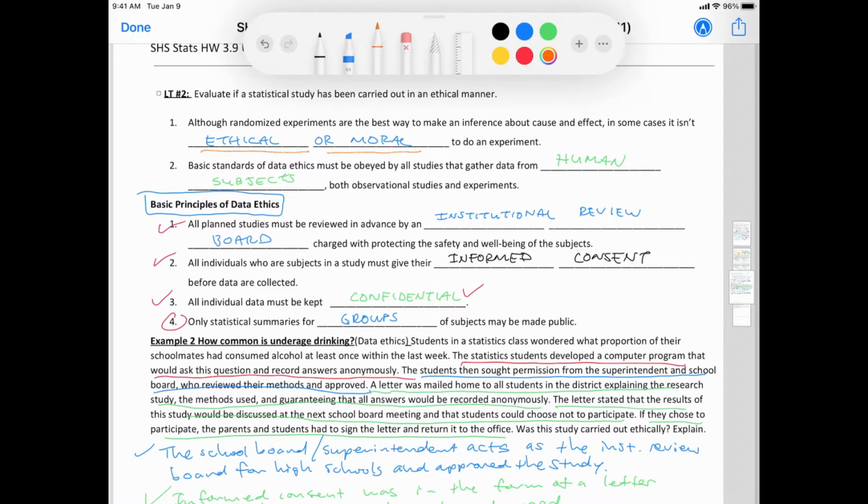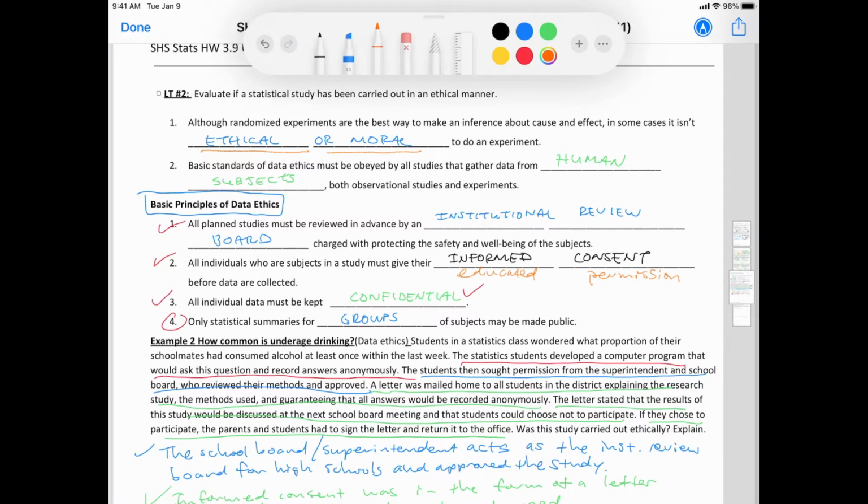Number 2, all individuals who are subjects in the study must give their informed consent before data are collected. Informed means kind of like you are being educated, you know what's going on, you know all the facts, and consent, you're giving your permission. It's like a permission slip, right? Think about you going on a field trip. You kind of want to know where you're going.